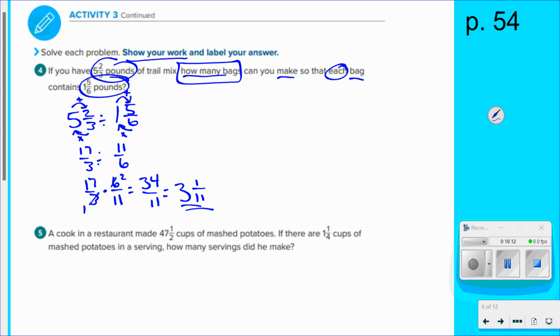3 1/11. How do you make 1/11 of a bag? You break them into 11 pieces and you only have 1. You empty the bag out, and then you put 1 of 11. Guys, can I make 1/11 of a bag? Really? Yes. Just cut the bag up. That's it. Okay.